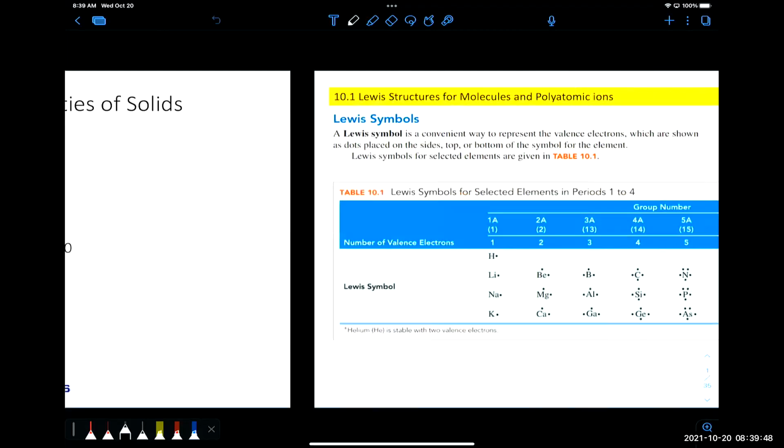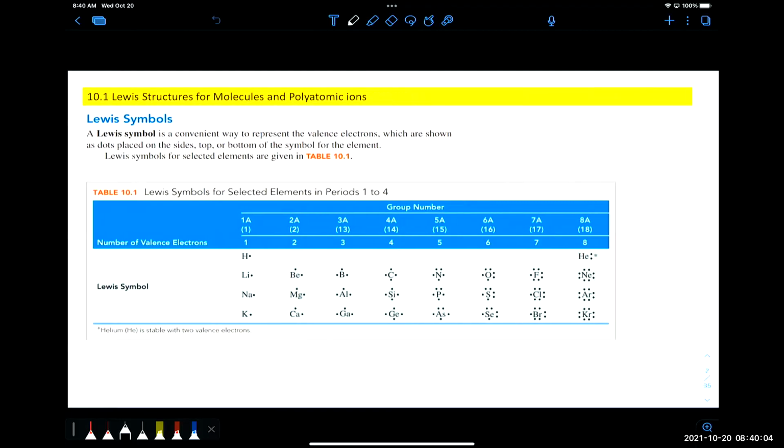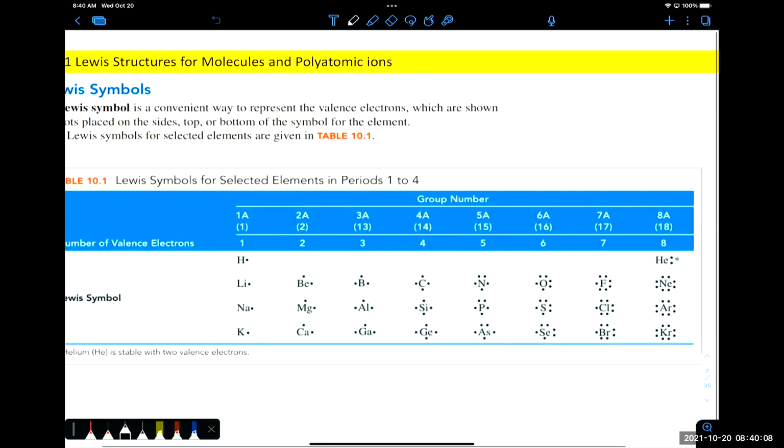So we have these Lewis symbols. And so these Lewis symbols are a convenient way to represent valence electrons, which are shown as dots placed on sides, top, or bottom of the symbols for the element. So we've got this table from your book, these different Lewis symbols. And again, we can look at this. They have actually conveniently arranged this like the periodic table.